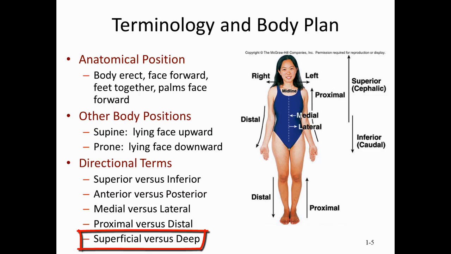Superficial versus deep. Superficial would be toward the surface. Deep would be, well, below the surface. So for instance, your skin is superficial to your bones. The bones of the hand are deep to the skin.